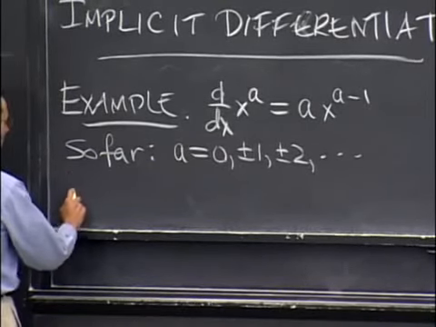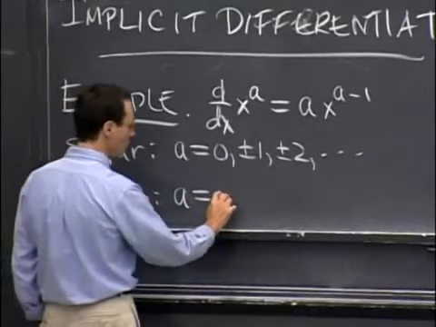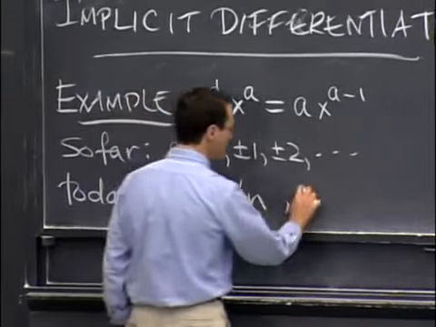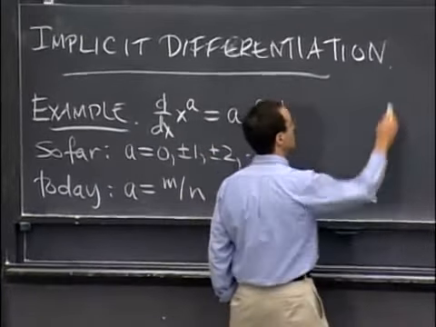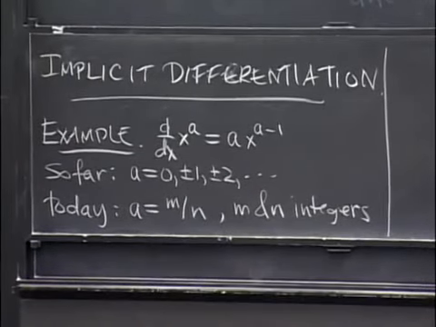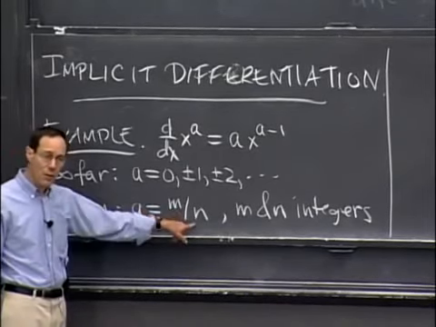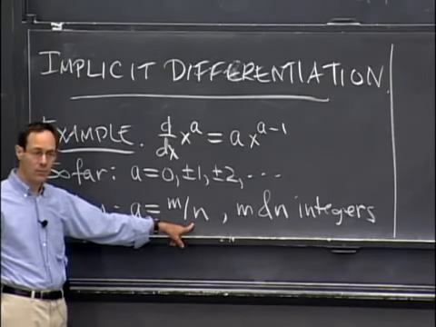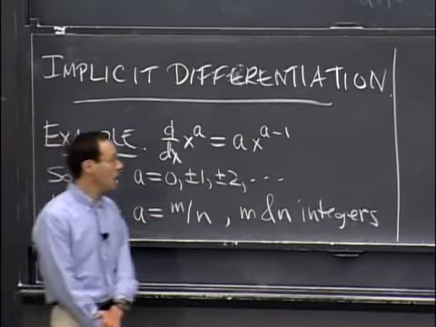So what we're going to do today is consider the exponents which are rational numbers, ratios of integers. So a is m over n, where m and n are integers. All right, so that's our goal for right now, and we're going to use this method of implicit differentiation. In particular, it's important to realize that this covers the case m equals 1, and those are the nth roots. So when we take the 1 over n power, we're going to cover that right now, along with many other examples. Okay? So this is our first example.